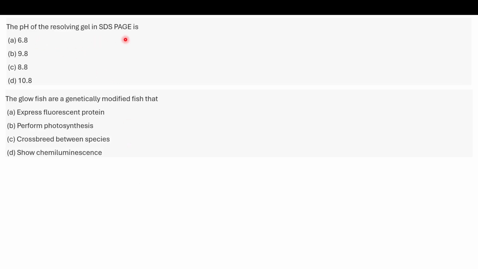Now, when we talked about SDS-PAGE electrophoresis, the pH of the resolving gel in SDS-PAGE is, yes. And what about the stacking gel? 6.8. Yes, 6.8. Okay. Now, the glowfish are a genetically modified fish that, what will be the correct option out of these?